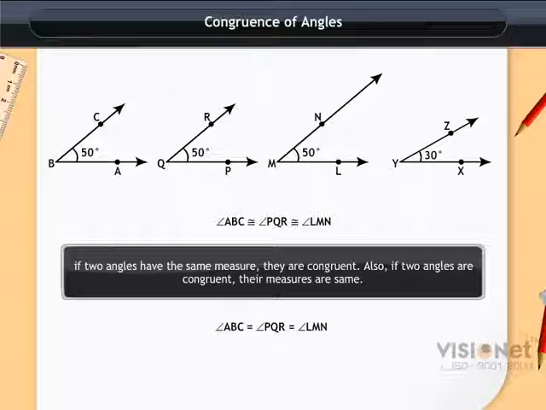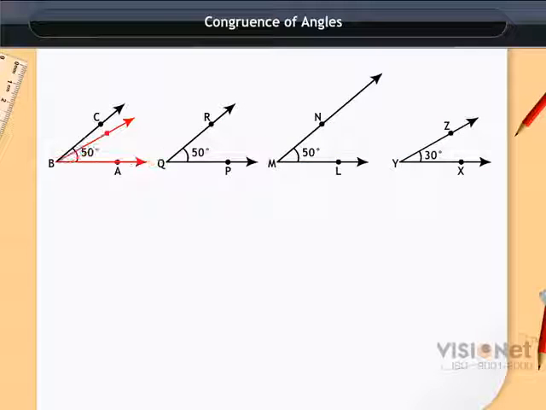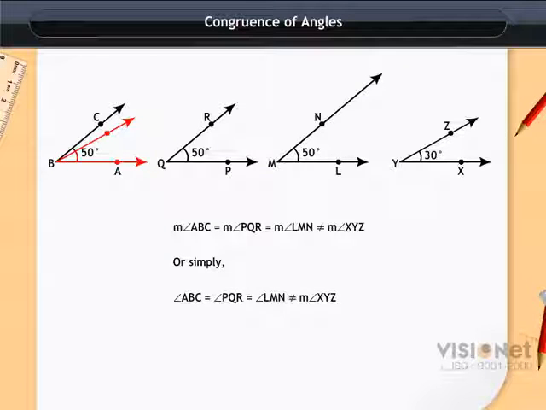As the congruence of angles depends on the measure of angles, we say that two angles are congruent if they are equal. The angle XYZ is not congruent to the angles ABC, PQR and LMN, as its measure is not same as the measure of the given angles.